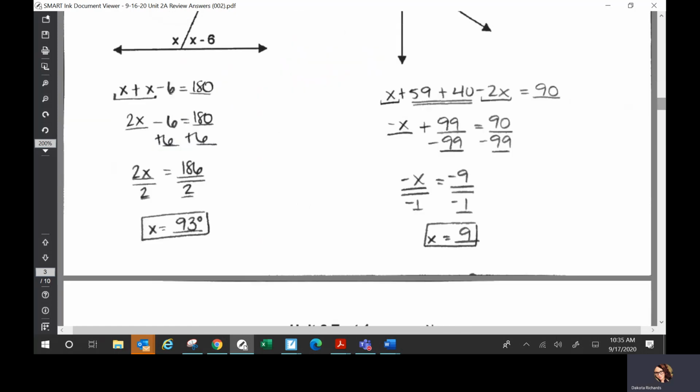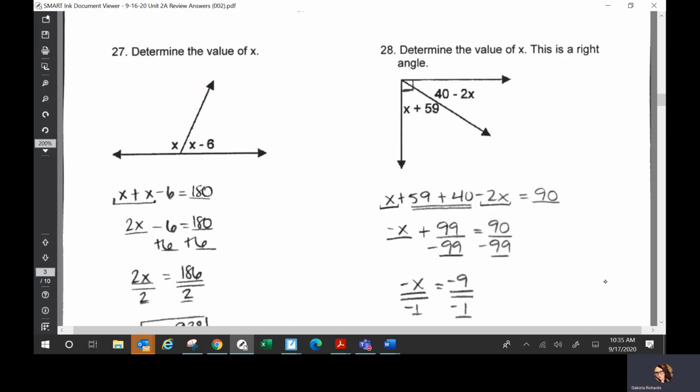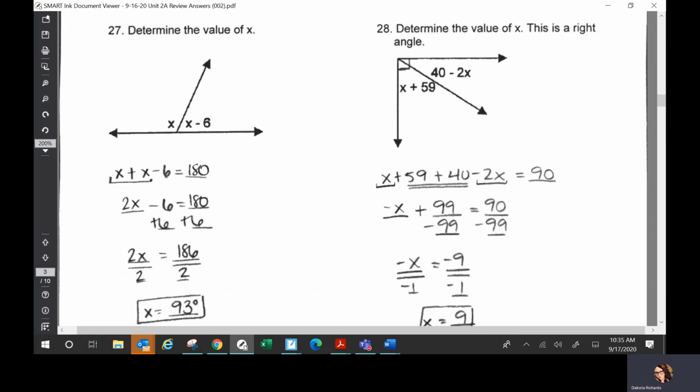27 and 28. 27, those are a linear pair, so you set them up to equal 180. If you didn't do this, right now would be a good time to jot this stuff down, or at least some of it. All right, 27 is equal to 180 because they make a line. These are a linear pair. Those two angles together form a line.